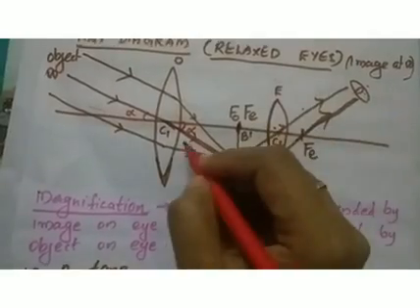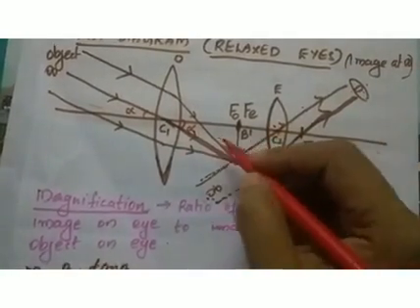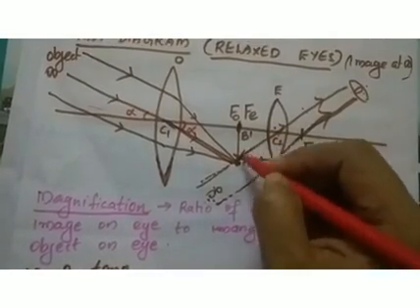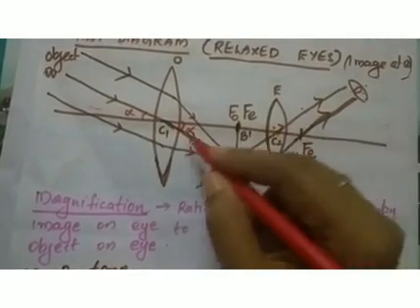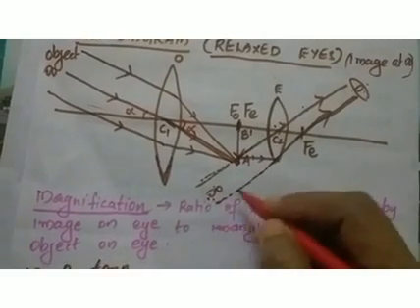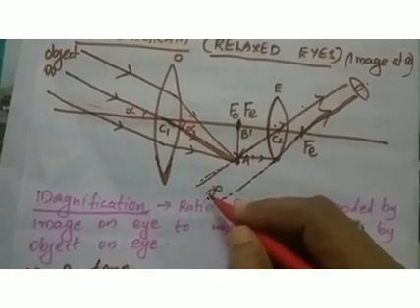So this is alpha, that is the angle subtended by the object on the eye. Then this is our image, A dash B dash, the image formed by the objective lens. And what is the final image? The final image is formed at infinity.